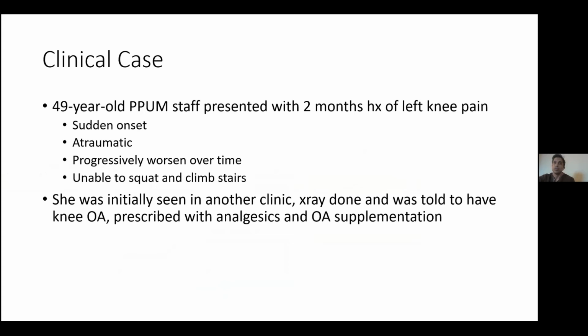This is a case that we've done here at PPUM. It's a 49-year-old, fairly young patient who presented to us with a 2-month history of left knee pain. The pain was sudden, atraumatic, and progressively worsened over time. This patient was unable to squat and climb stairs. She was in fact seen in another clinic. They did an X-ray and told her that she had early changes of arthritis, and so she was given symptomatic treatment as well as supplementation for osteoarthritis.